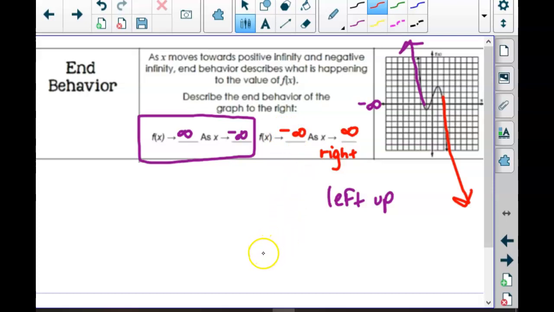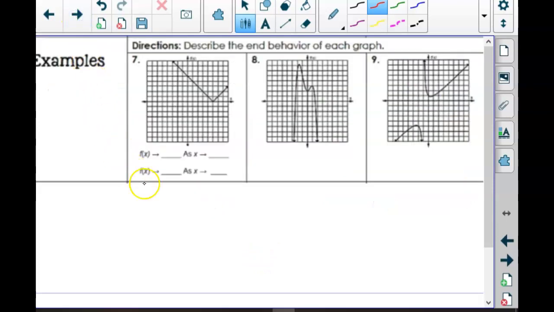Now, how many different options do we have, guys? Left is either going up or down, and the right is either going up or down. So in general, unless it's approaching a particular value, there's only 4 choices. Therefore, in Delta Math, these questions are multiple choice. You just have to read them very carefully and figure out which one is saying what you want it to say. All right. So just tell me in words real fast.